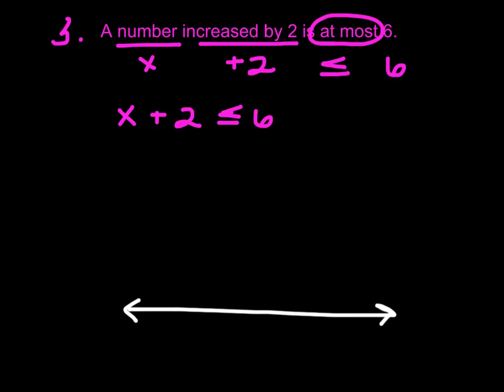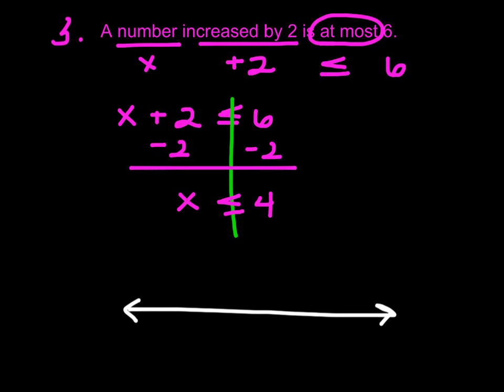So in order to solve this one, again, I'm going to draw that line down the middle. And this is an easy solve again. We're just going to subtract 2 from both sides. So we have a solution here. x is less than or equal to 4.